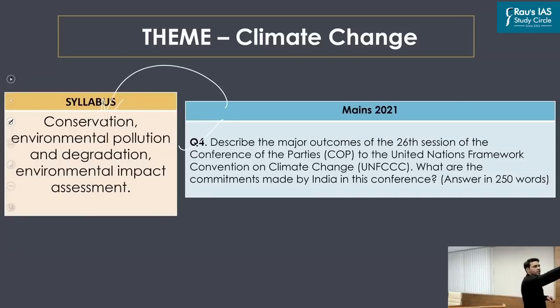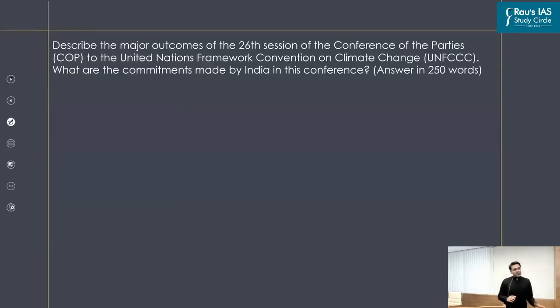Okay, so this is the question. And as we have discussed yesterday also, the first part of writing an answer is to decode the main demand of the question correctly, right? So when it comes to decoding the main demand of the question, this is a very straightforward question. It starts with "describe the major outcomes."